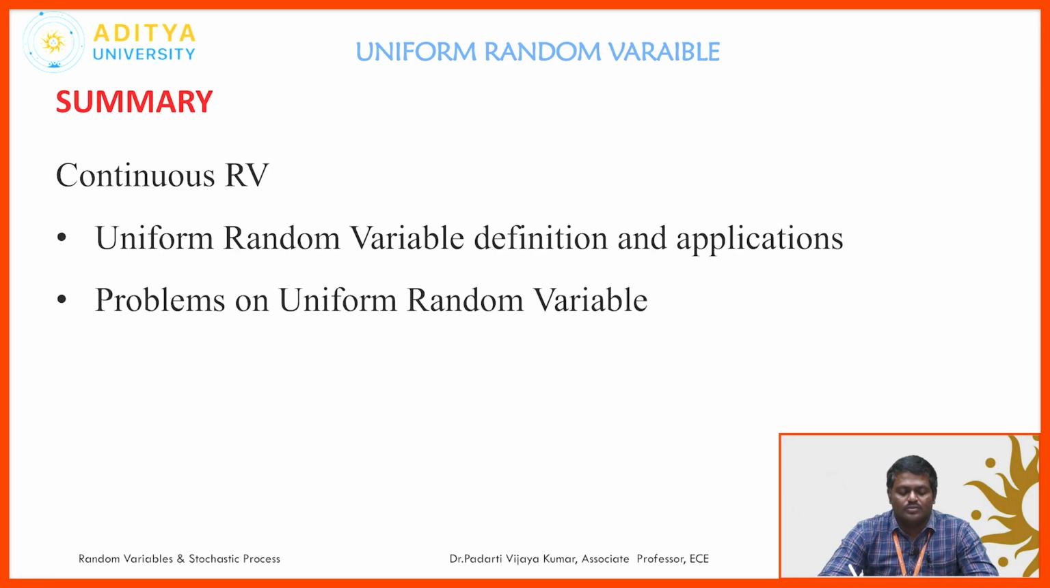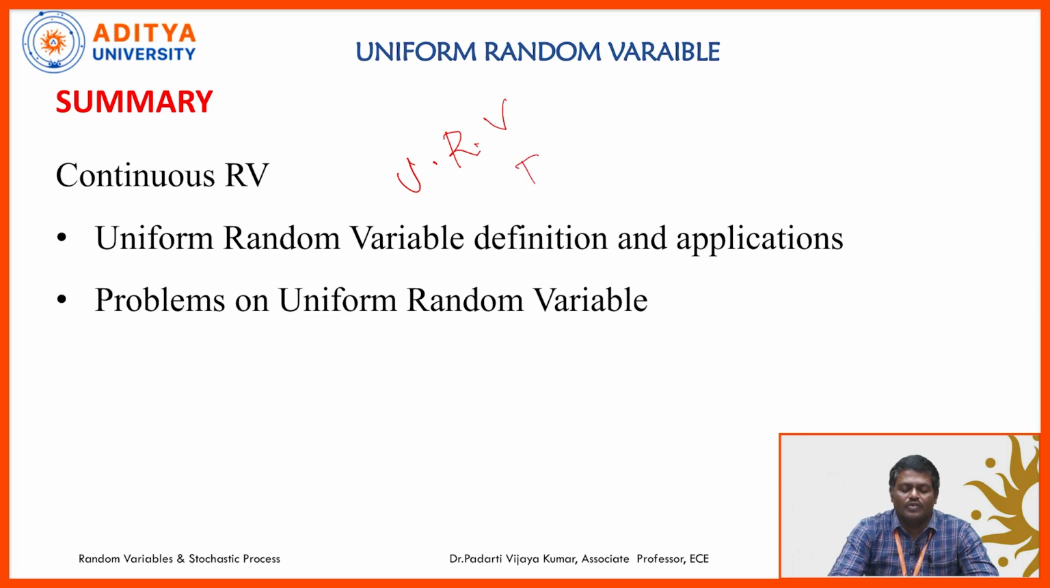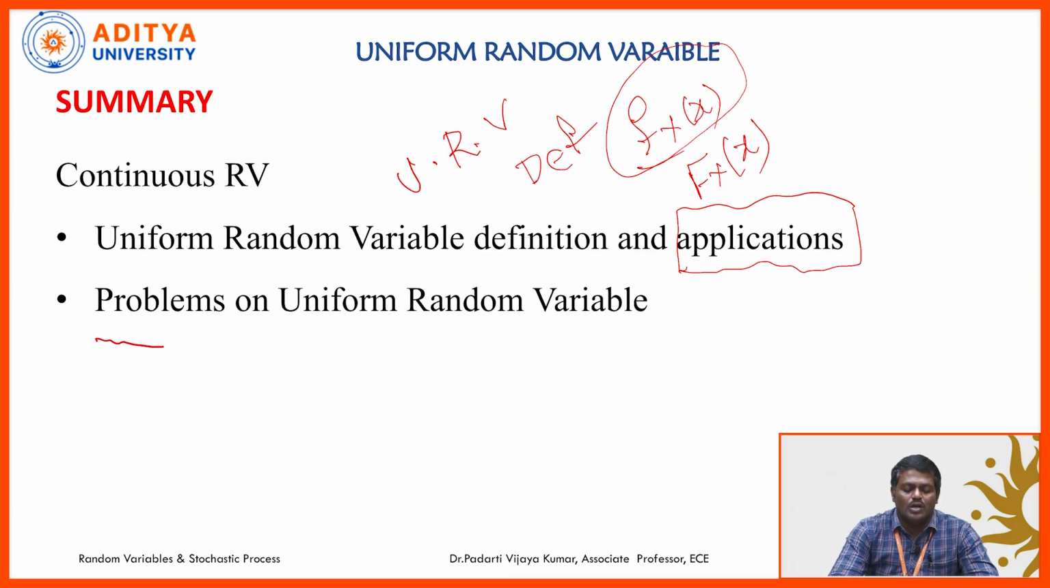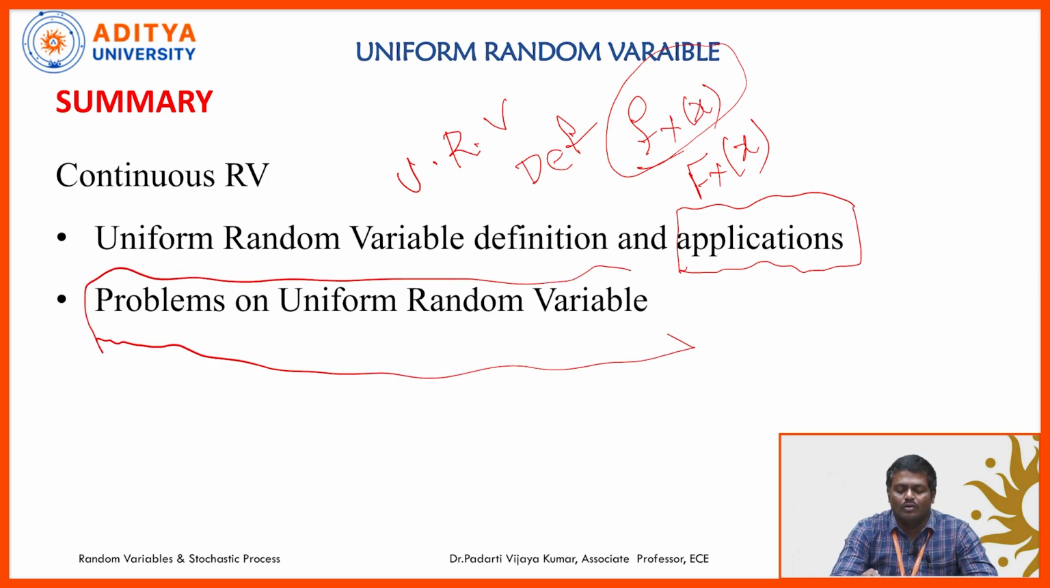Okay. So in this session what we have seen is the definition of uniform random variable, and we have defined the uniform random variable, we defined the density function of uniform random variable, we defined the distribution function of the random variable. Any random variable which follows this density function, we can assume it as a uniform random variable. And also we have seen some real time applications where we apply the concept of uniform random variable, and we have seen few problems related to the practical or real time environment uniform random variable problems.